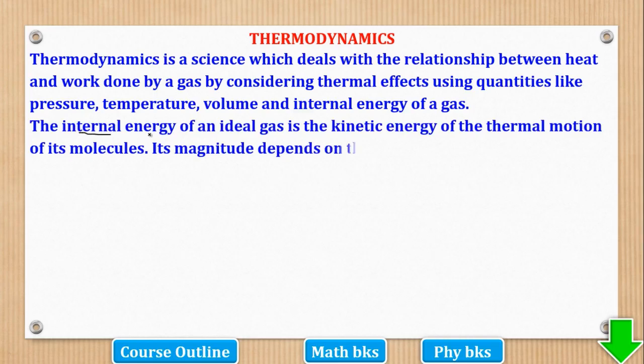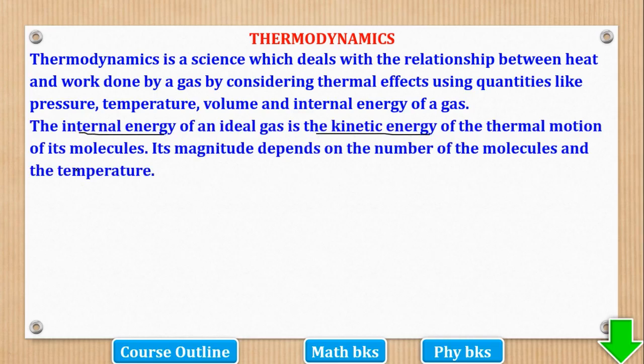Internal energy of an ideal gas is the kinetic energy of the thermal motion of its molecules, and its magnitude depends on the number of molecules and the temperature.